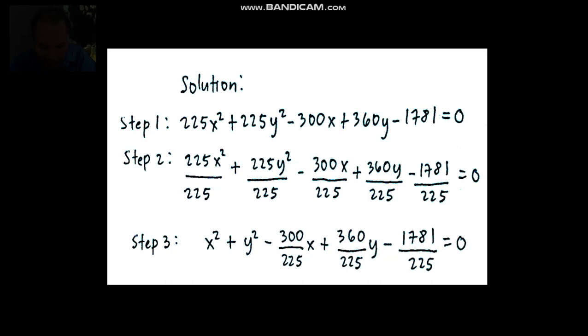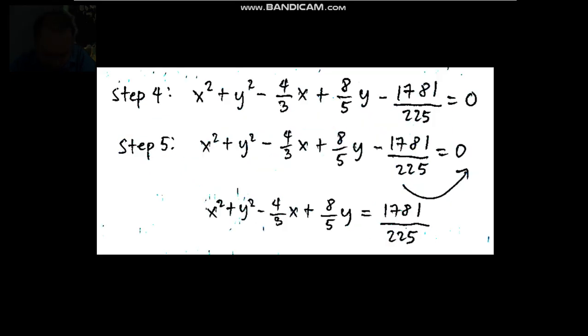The rest of the terms were not yet reduced to the lowest terms because the GCDs of each fraction must be identified first. After thinking for a little while, I found that 75 was the greatest common divisor of the fraction negative 300 over 225, and 45 was the GCD of the fraction 360 over 225.